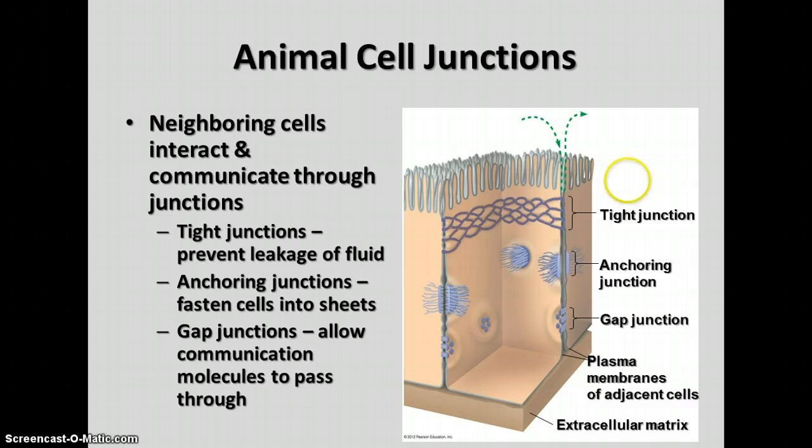There are anchoring junctions that fasten cells into sheets. This is what holds those sheets of cells together. And then there are gap junctions, like it shows down here, that allow some communication molecules to pass through from one cell to the next. So even though each cell is separate, there is communication between the cells by means of the junctions.